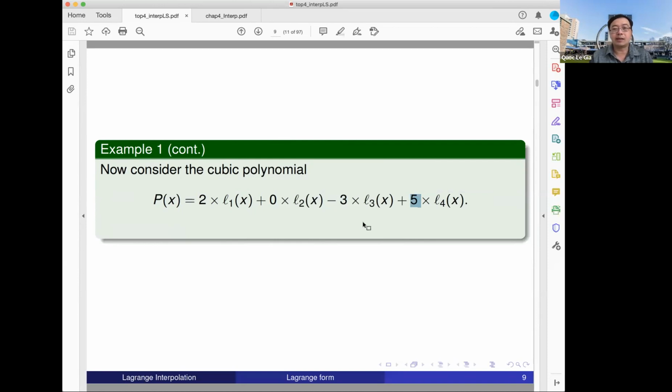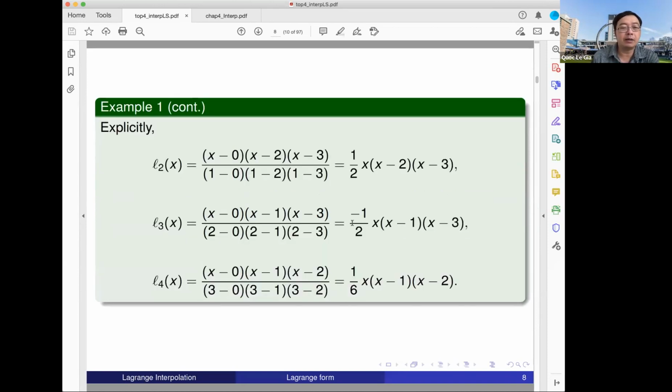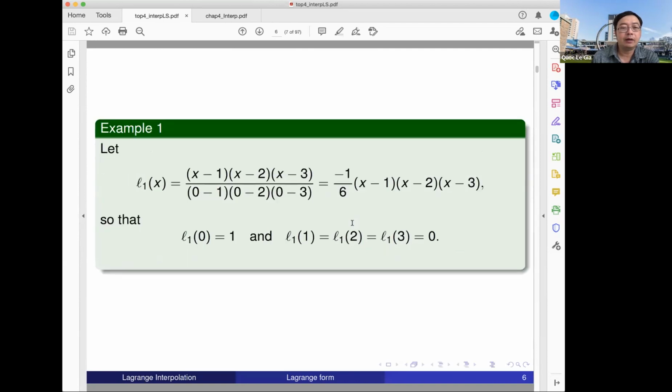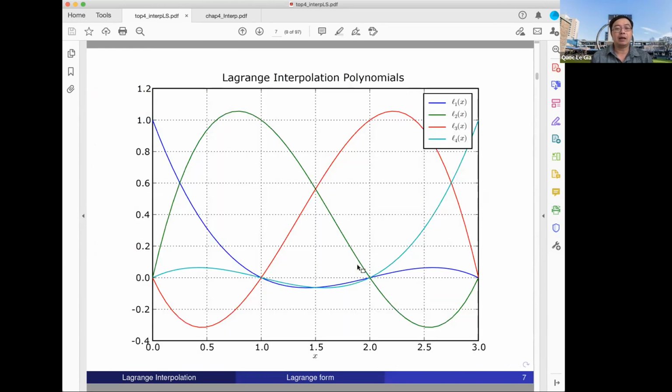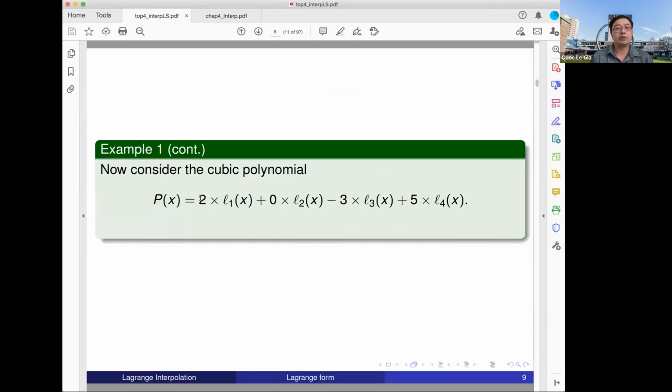The values, yes, exactly. So you remember the value we are given. The values are 2, 0, minus 3, and 5, right? So that is exactly here: 2, 0, minus 3, and 5. So now why is this polynomial the polynomial that interpolates the data?